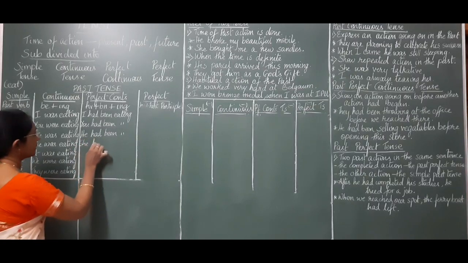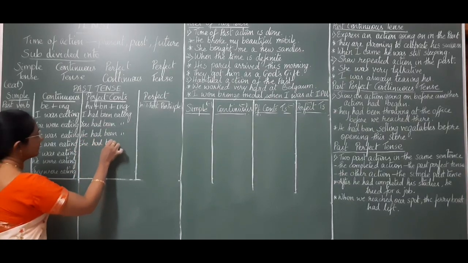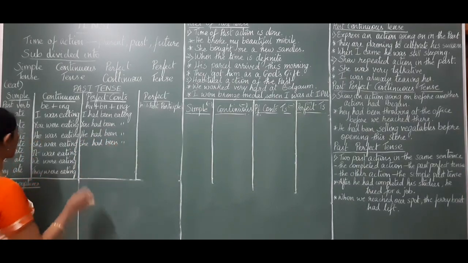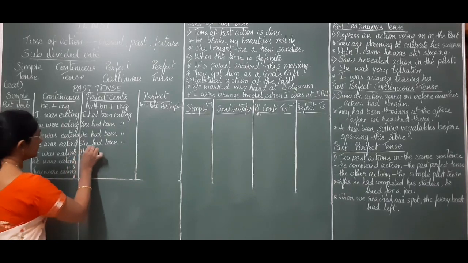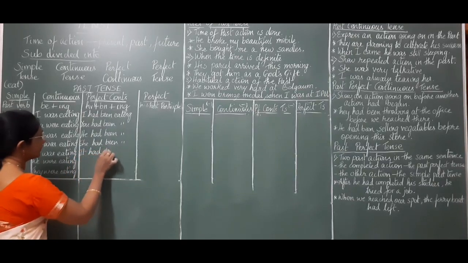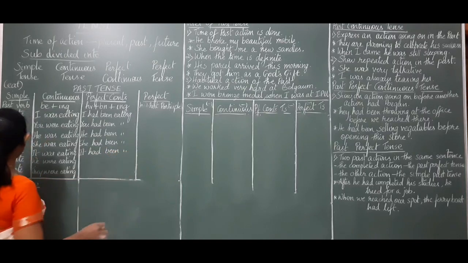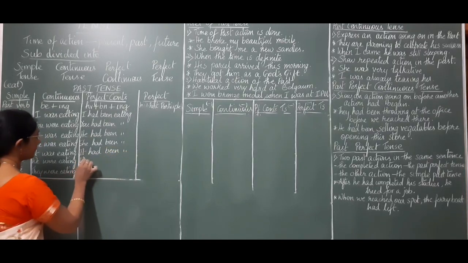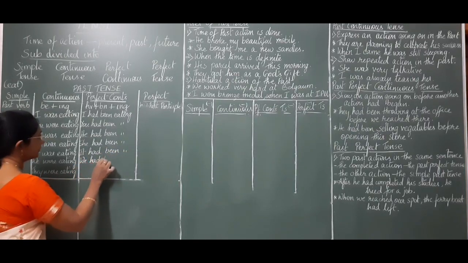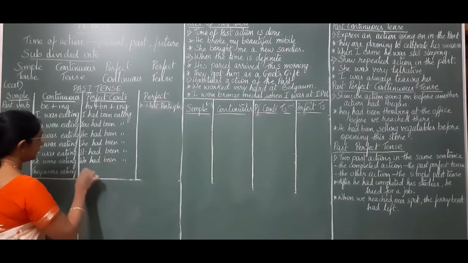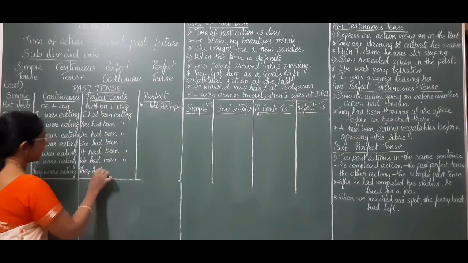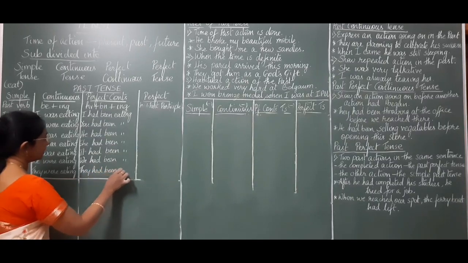She had been eating. It had been eating. We had been eating. Third person plural, they had been eating.